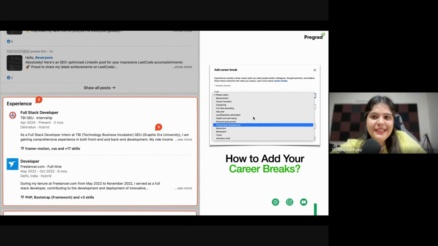If you can see on the right side of the screen, I have shown how to add career breaks. When you click on career breaks, you can see there are a lot of options. The one that I would say you can use is professional development. In professional development, there are a lot of things you can show. Maybe a certificate that you did on LinkedIn. LinkedIn also provides free certifications, you just need to explore. Or maybe you pay some amount and you can do a lot of certifications and get a lot of badges from LinkedIn.